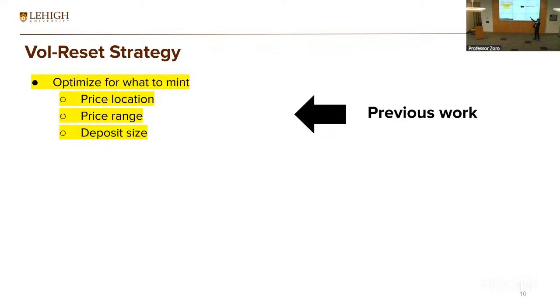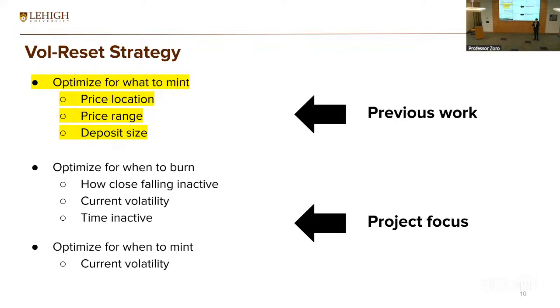In the previous work, as I said, you can optimize for the what, but there's no optimization for the when. You fall inactive, you immediately rebalance. The idea here is that we are going to optimize for the when: when we want to burn the position, and when we want to mint a new position. So I came up with three main sources for determining when we burn, and one main source for determining when we mint.